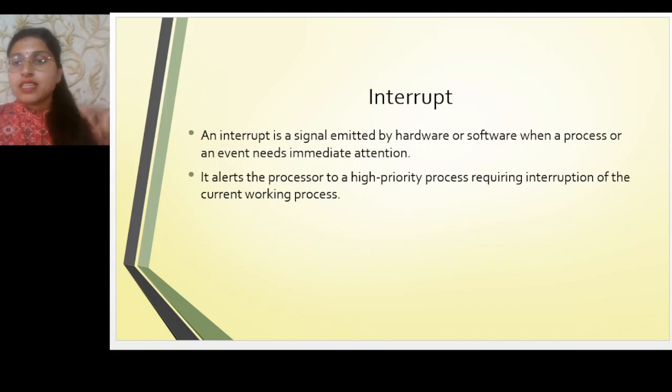Interrupt is a signal emitted by the hardware or the software. The main need for the interrupt is to increase the efficiency of the processor. If the interrupt occurs, there can be some kind of switching among the processes. Understood? We'll have dedicated lectures for the interrupt also. So just remember, interrupt is a signal emitted by the hardware or software when a process needs immediate attention, and you require it to increase the efficiency of the CPU.